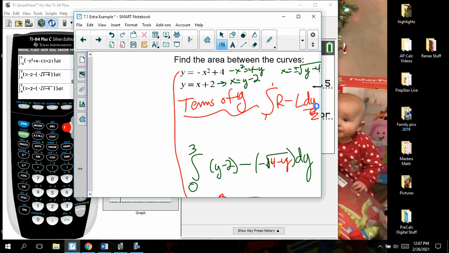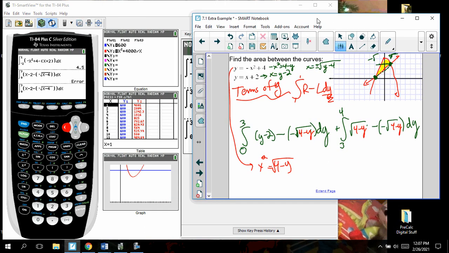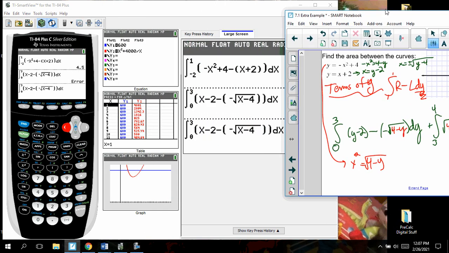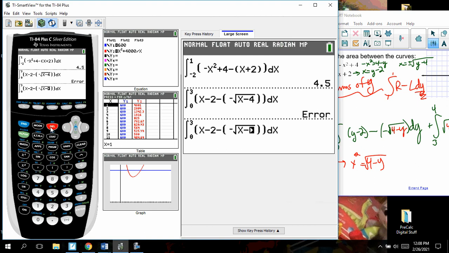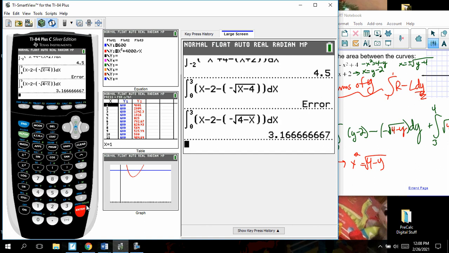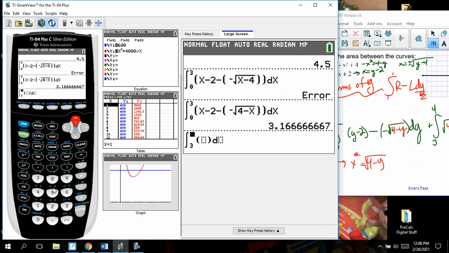Okay, let's try that calculator thing again. Okay, so delete 4 minus x. Enter. There we go. All right. Then my next one, I remember you get 2 of them now. So math 9, 3 to 4.